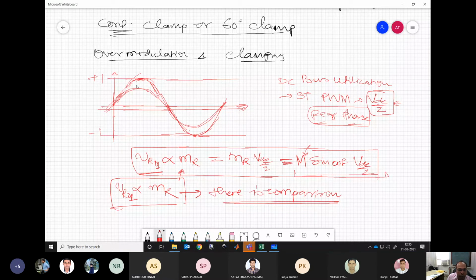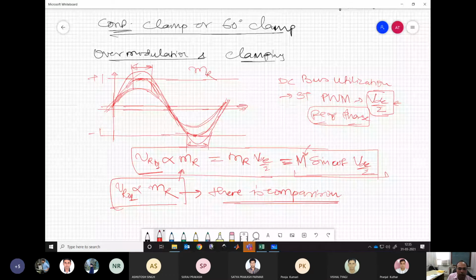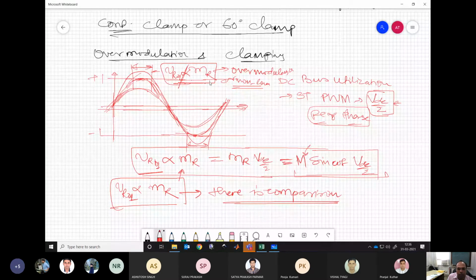Yes, sir. So if your fundamental itself is going like this, higher than the boundary, what will happen? There will be no comparison during this big time. So if there is no comparison, you cannot say that your MR and VRO are proportional. So this relation will no longer hold for this particular case. So this range is called overmodulation, or you can say non-linear zone. This is the definition of non-linear: your output is not proportional to your input. Are you getting my point?